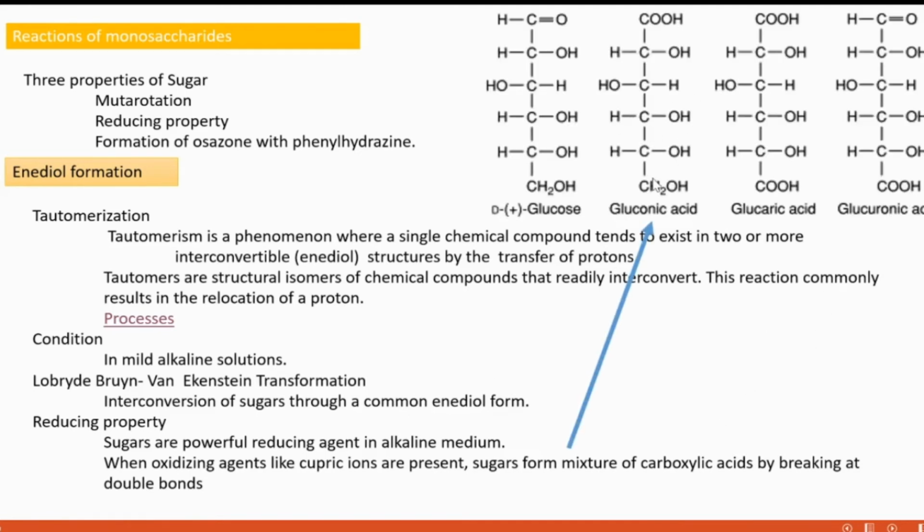And these are some examples of carboxylic acids that are formed from glucose by the addition of oxygen. And regarding these structures, some other point is also coming that I will tell you in the coming slide.